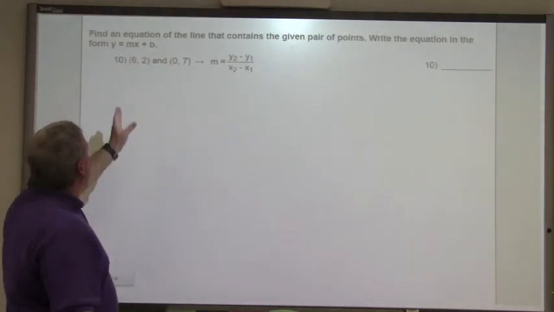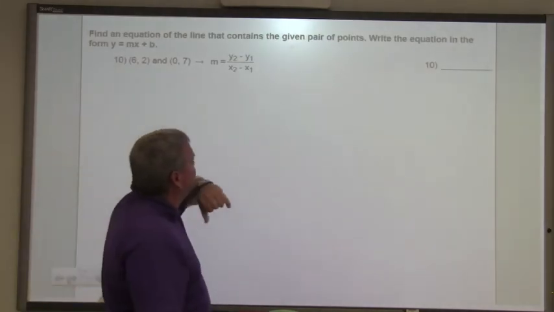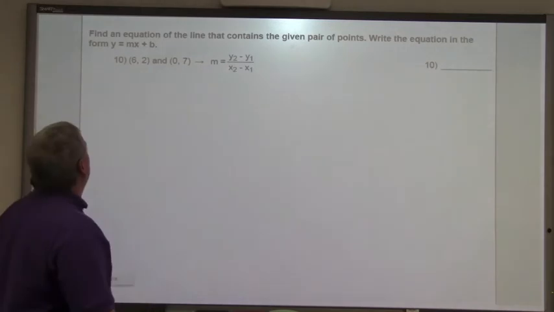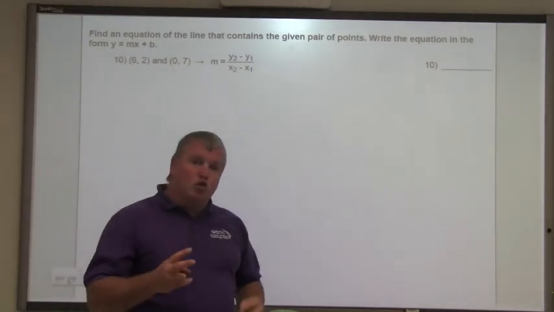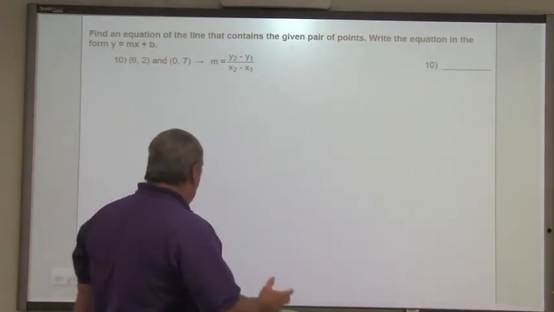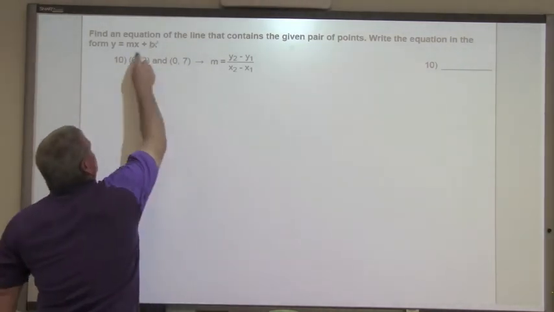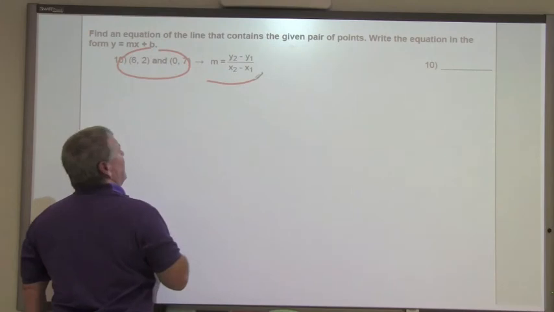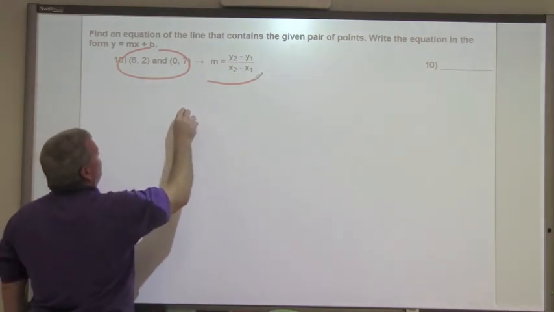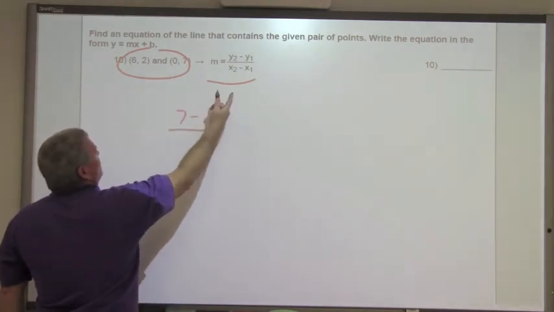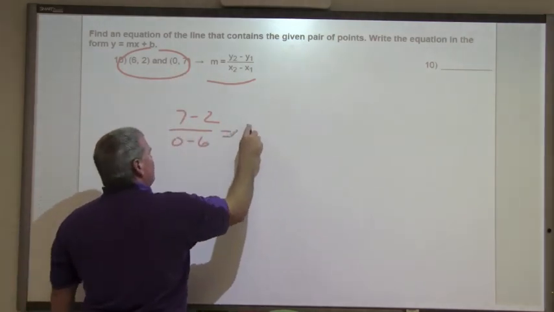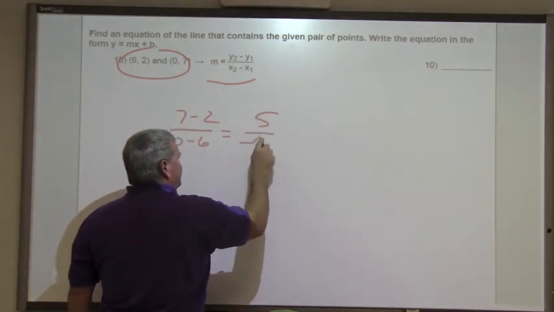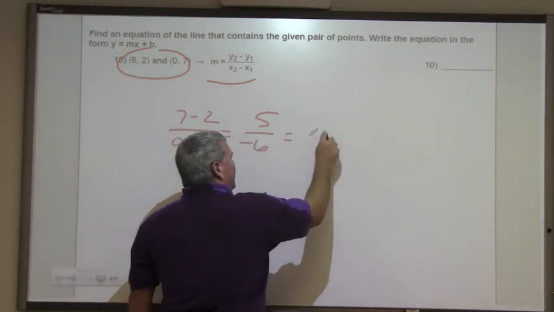And number 10 says find the equation of a line that contains the given pair of points. Write the equation in the form y equals mx plus b. Now, when you've got 2 points, what you need to do is, well, first find the slope. There's a hint right there. So I take my y value, 7 minus 2, over my x value, 0 minus 6. I get 5 over a negative 6. So my slope is negative 5/6.